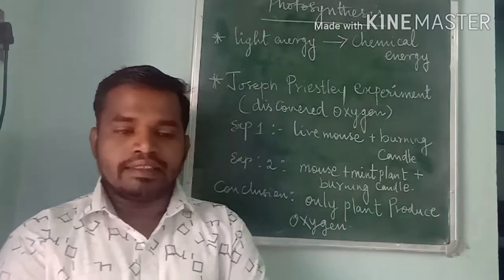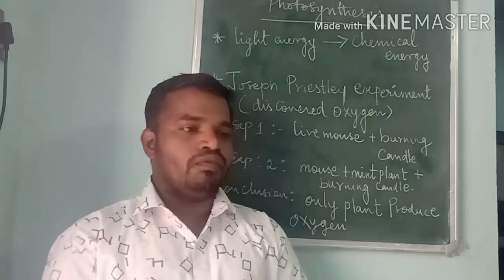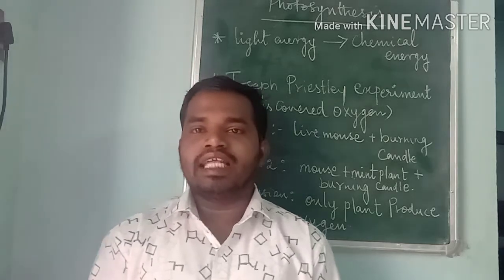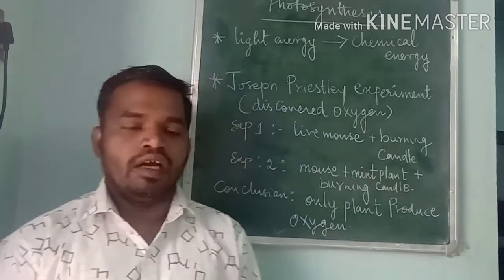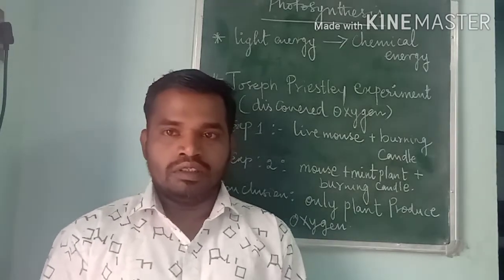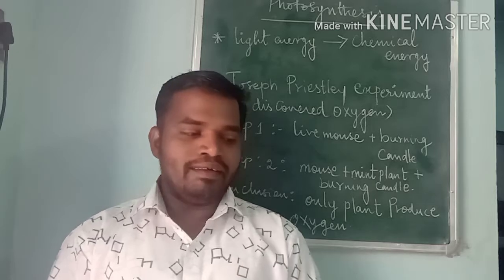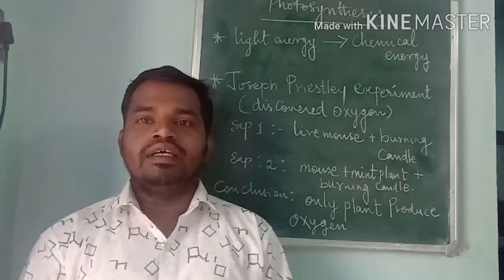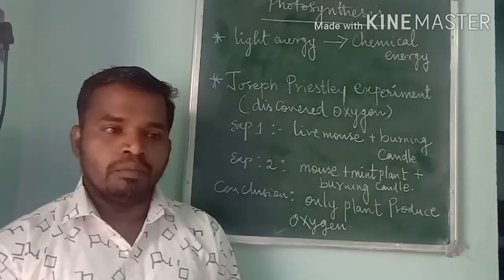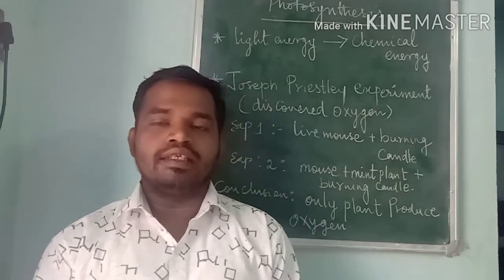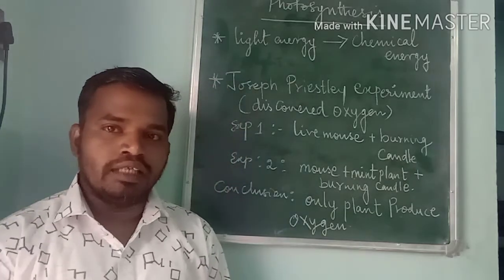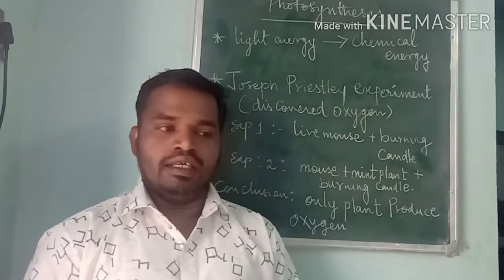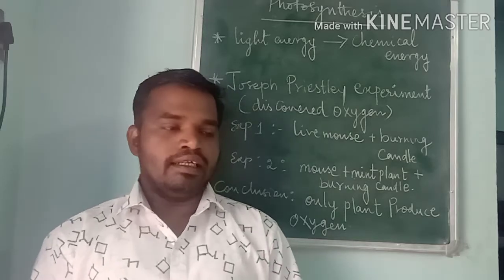What did he do? He did a sequence of experiments. In his first experiment, he took a live mouse, candles and a closed bell jar. He kept the live mouse and lit the candles, and closed them under the bell jar. What happens? After some time, the mouse dies and the candle stops burning.